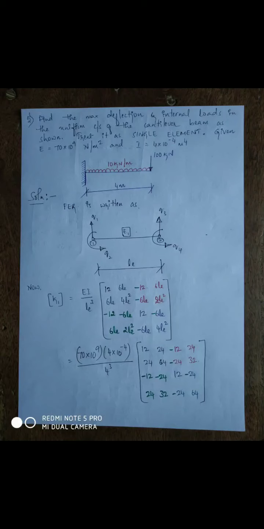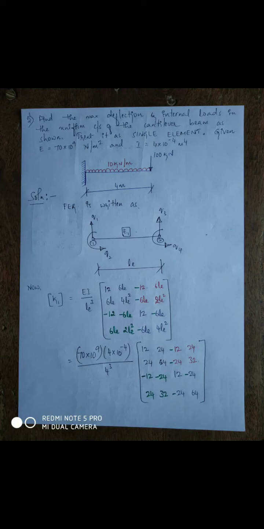As per the problem definition, you have to find out the maximum deflection and internal loads for a cantilever beam subjected to two kinds of loads, one UDL of magnitude 10 kN per meter and a point load of 100 kN applied at the free end as shown schematically.